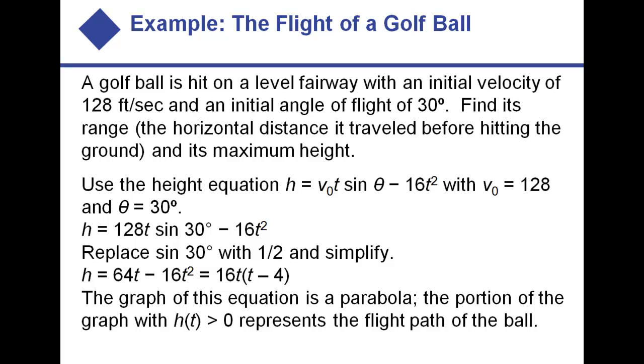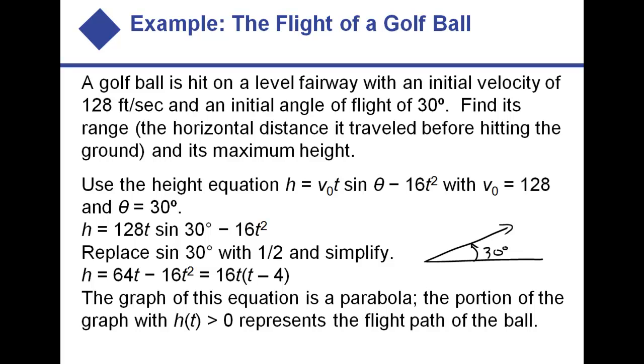All right, one example of applying all of this. A golf ball is hit on a level fairway with an initial velocity of 128 feet per second and an initial angle of flight of 30 degrees. So if you want to visualize that, here's the ground, right? It's hit at an angle of 30 degrees.